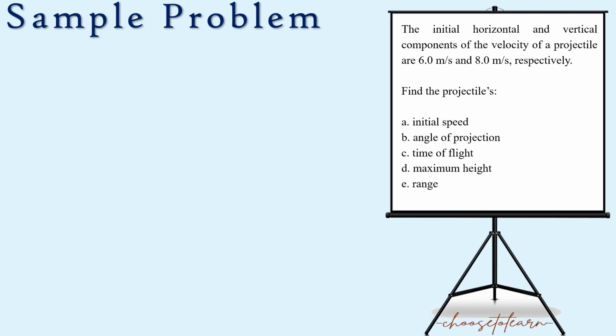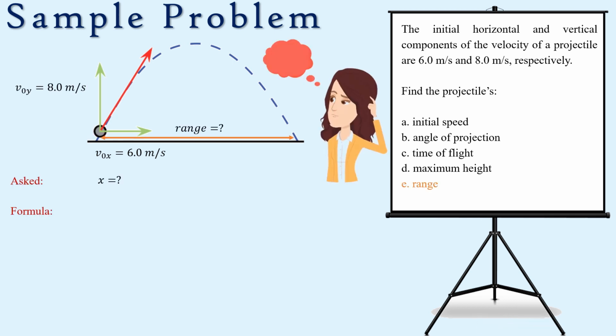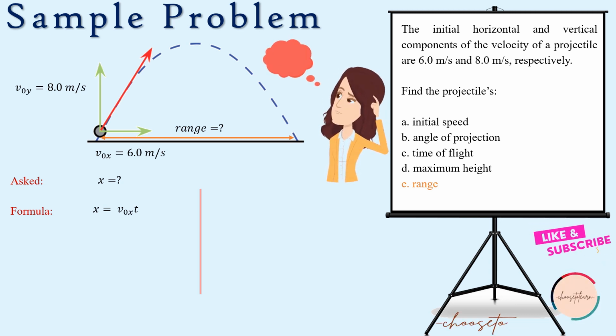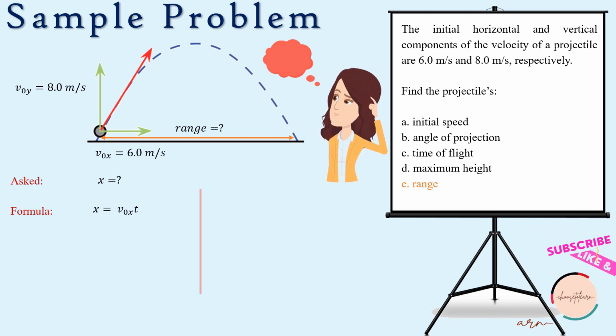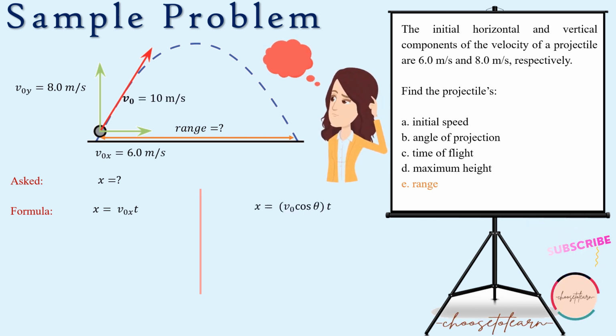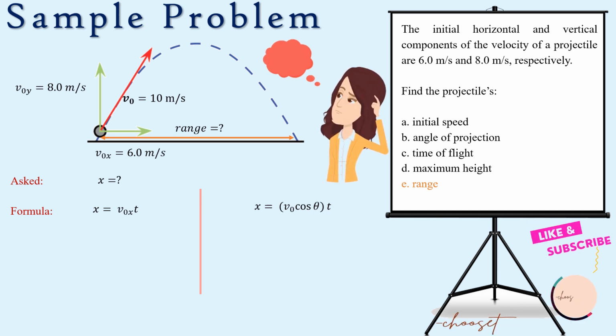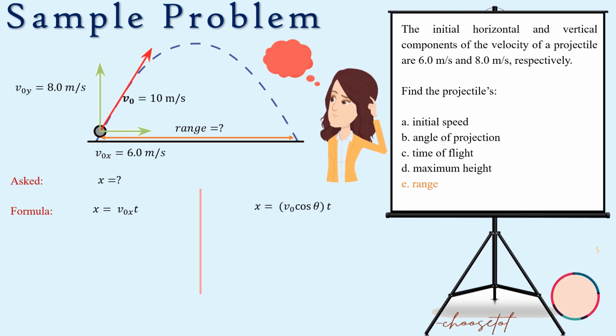Last question. We are asked to find the range. There are actually two formulas that we can use to solve for the horizontal component of displacement. First one is x equals VOX, or initial horizontal velocity, times time. This second formula that I'm going to introduce, we are going to use it if we don't know the value of VOX. The formula is x equals initial speed multiplied by cosine theta multiplied by the time. So let's substitute the given. Let's proceed first with the first formula.